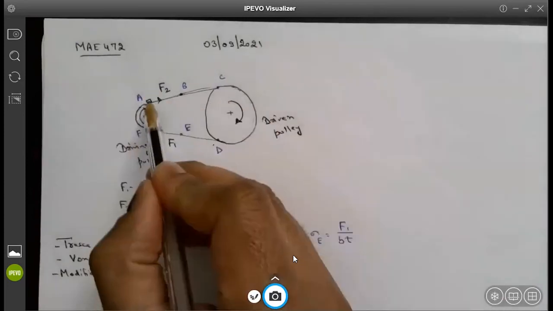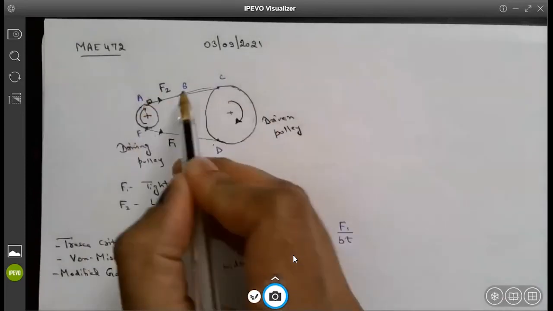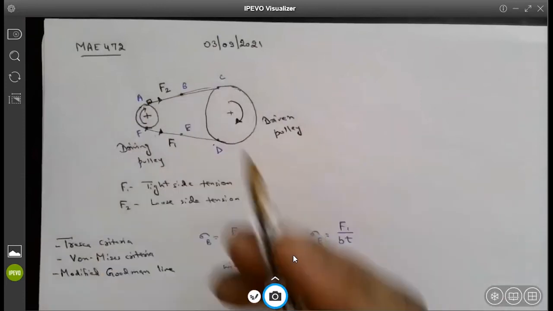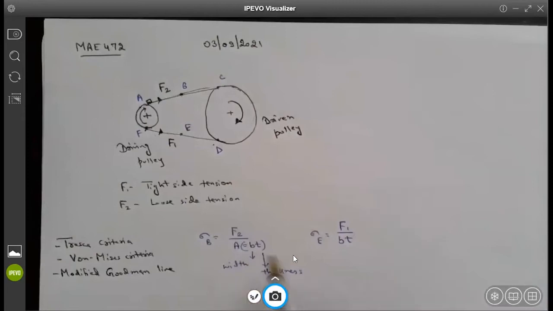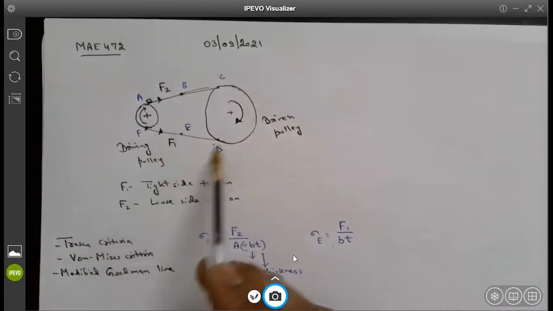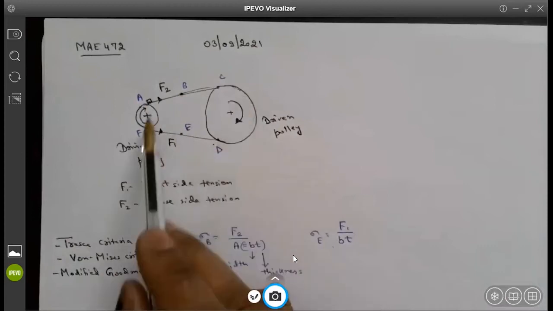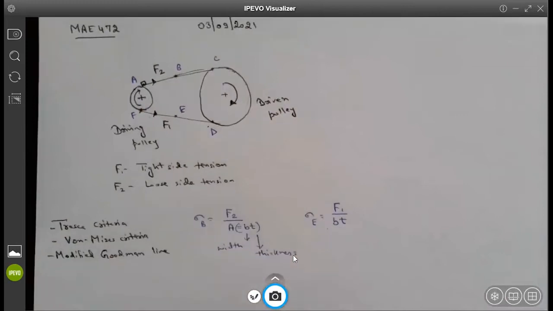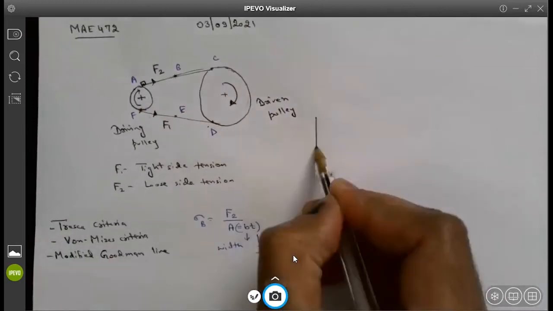So if I am sitting at this material point, at this location, and at this location, and at this location, I'm seeing different stresses. I'm seeing a stress which is given by this amount, and this is less than this, and the stresses keep on changing as I move from one point to the next as the system is rotating. So what I'm seeing here is basically a stress cycle.